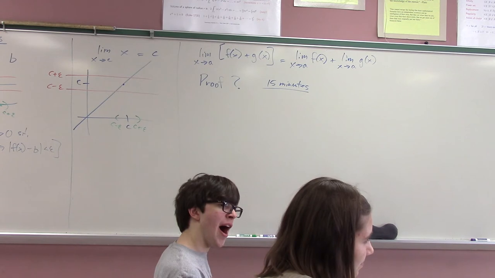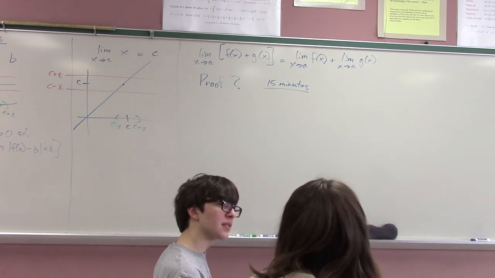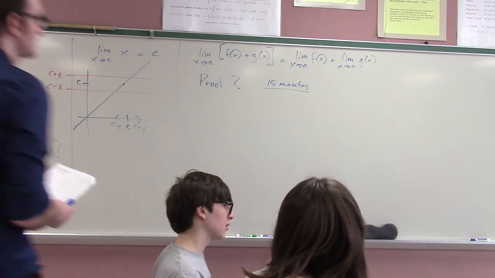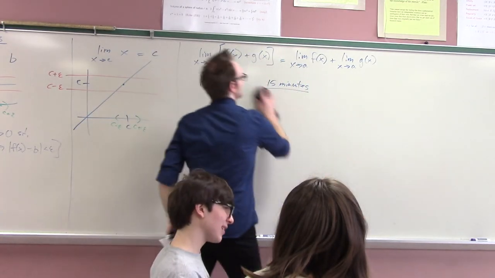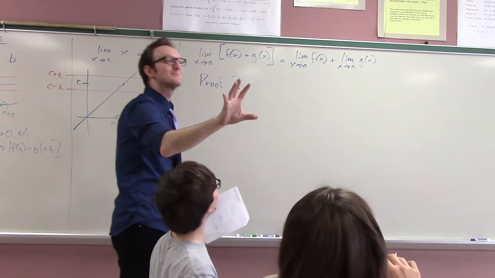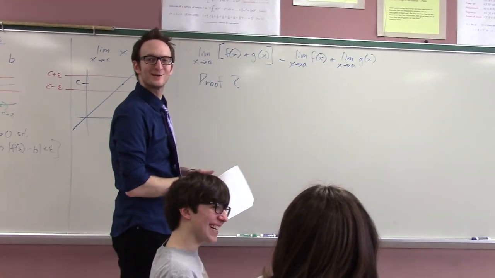Isn't it just the distributive property? No, it's a little bit complicated, because what's required is an epsilon delta proof, right? So he is taunting me to start it. No! I'm just going to start it. No. One minute. Someone set your clock for one minute.